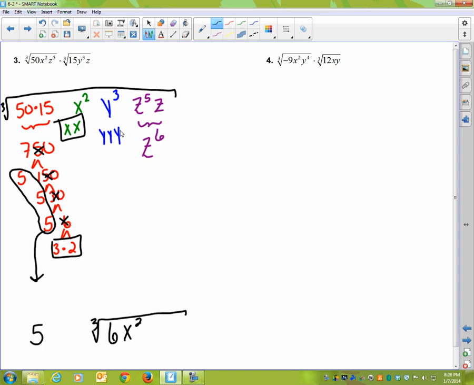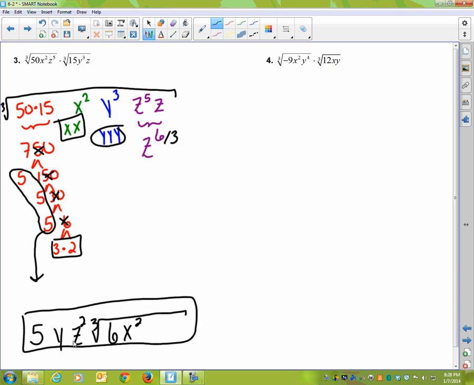Y cubed, that's one group of 3. See how there's one group and it gets pulled out once. Z to the 6th, how many groups of 3 are there? Well, there's going to be 2. You can also do it as 6 divided by 3, giving us z squared. There's nothing left over, so that is my final answer.